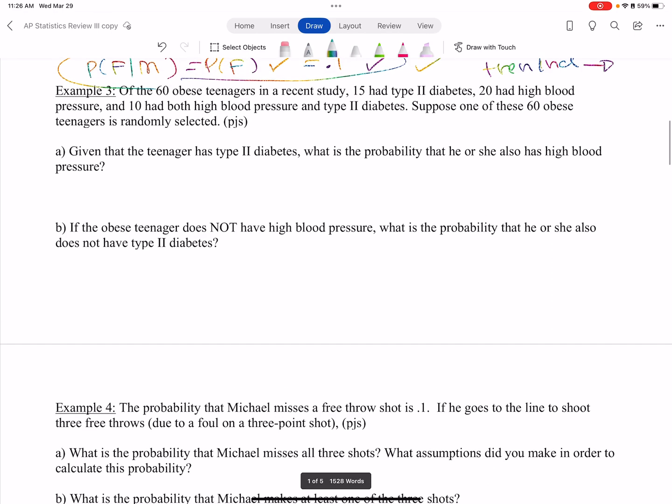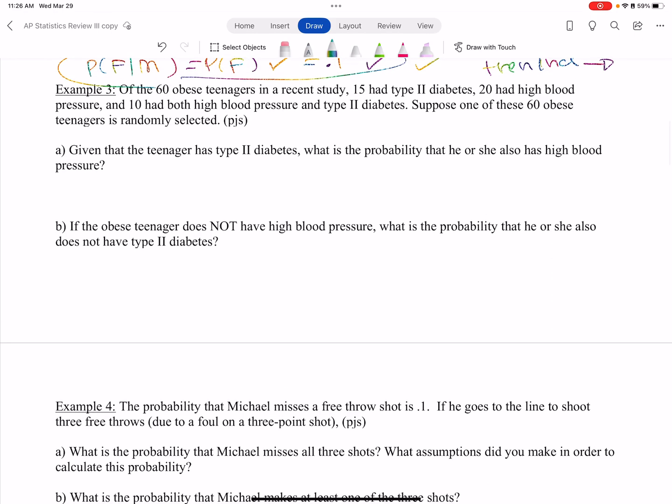For number 3, I'm going to have you go ahead and read through those, but I'm going to go ahead and put this in a chart. And the chart I'm going to use is high blood pressure, yes, no. So this is high blood pressure. And this is type 2 diabetes. So I'm just going to put that yes, no.